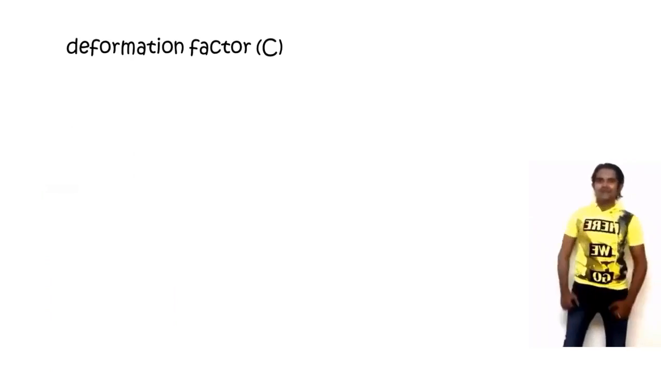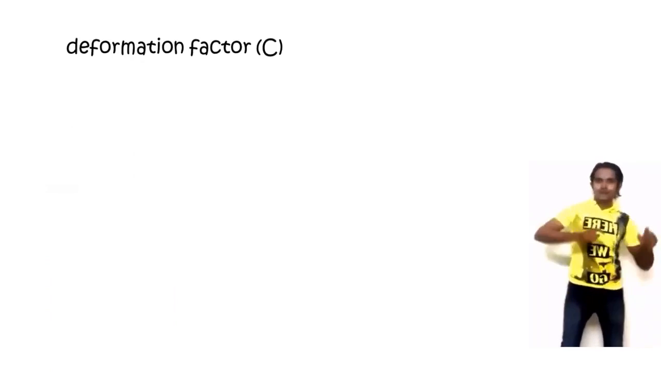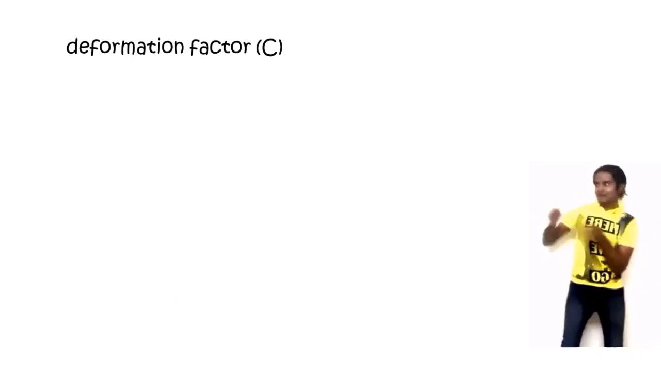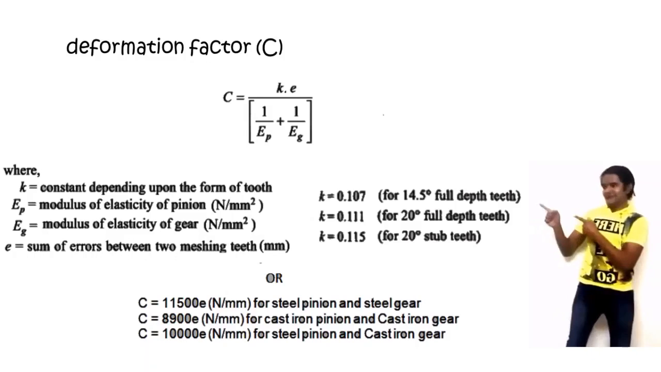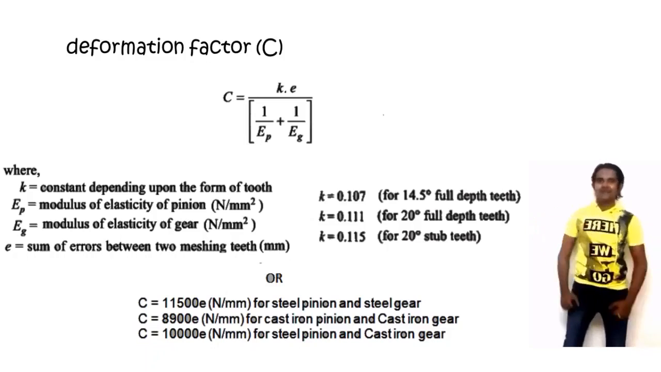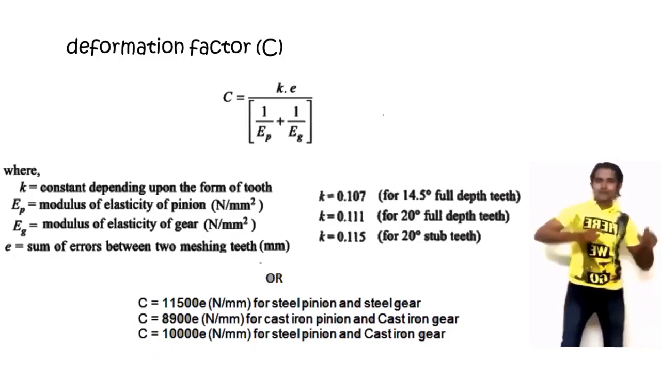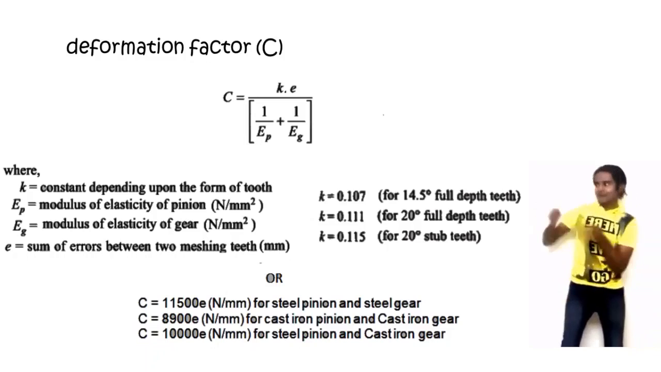Once you found out error, the next step you have to calculate is deformation factor capital C. It is given as KE upon 1 by EP plus 1 by EG, where EP and EG are modulus of elasticity for pinion and modulus of elasticity for gear. They would be given to you directly in the numerical.